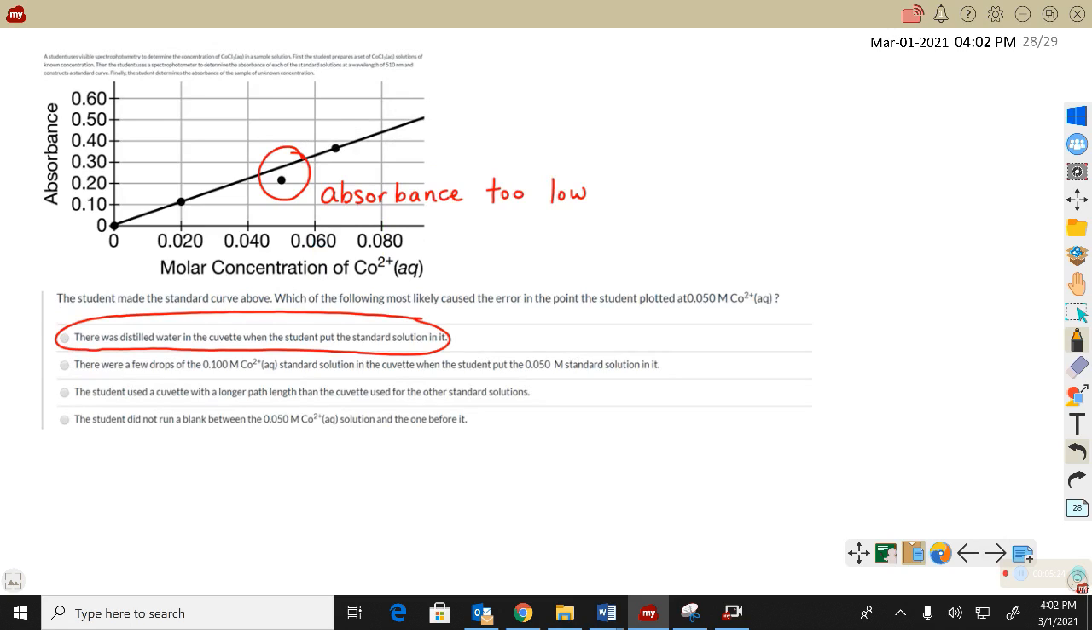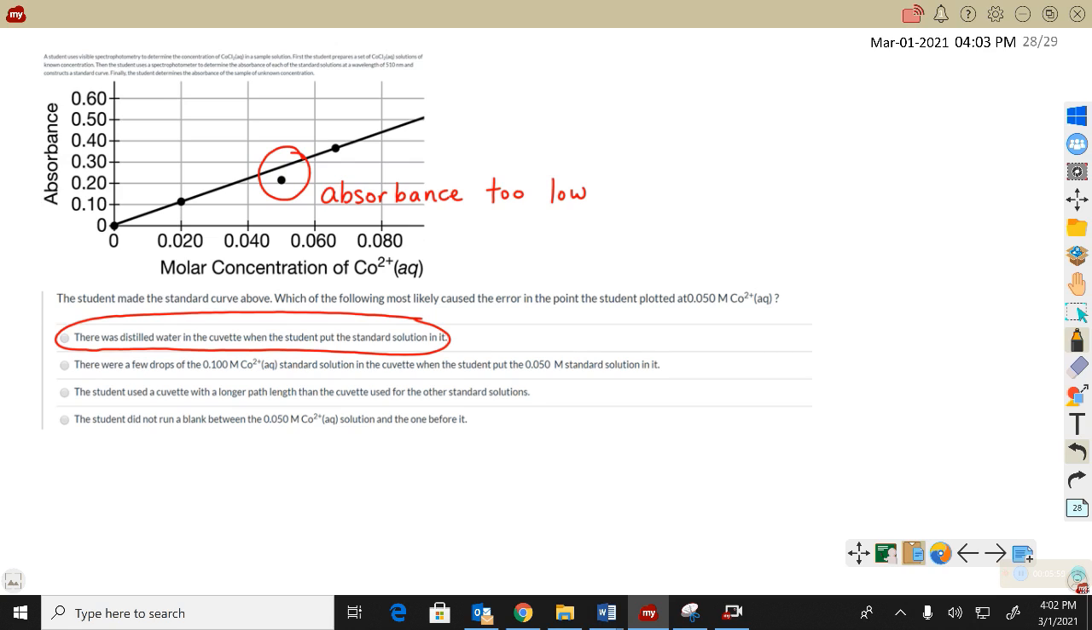Somebody created a graph here. Sometimes these are called standard curves. They're not curvy, they should be straight, where they plotted the concentration of some known solutions and their absorbance. The student used a spectrophotometer to determine the absorbance of each of the standard solutions at a wavelength of 510 nanometers, and they constructed this standard curve graph, which is not a bad graph.